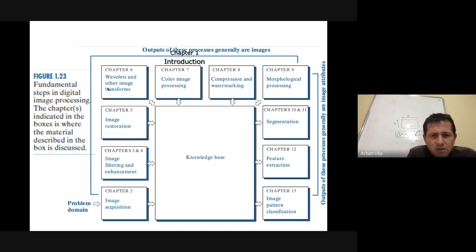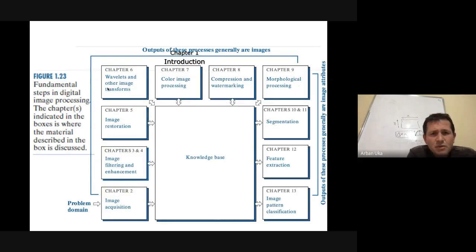So you might have, let's say, a classification algorithm between two different objects. Using specific image preprocessing tools, you might improve the accuracy by 10%, 5%. It always helps. Chapter 5 talks about image restoration. We're going to talk about this aspect too.